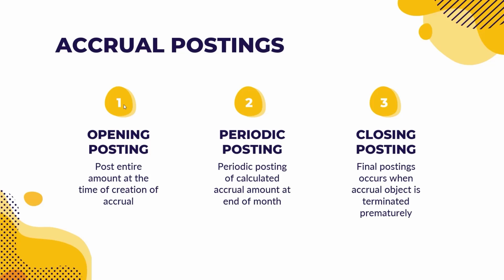The final or the closing posting is generated when the accrual object is terminated prematurely. In these cases, whatever is the accrual amount that is to be posted or the remaining accrual amount is there, that is posted into the general ledger component. And there are also many other type of postings that are generated by the accrual engine, but these are the primary three types of postings that are important.